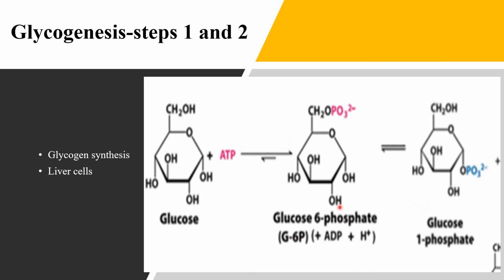Now, once glucose 6-phosphate is created, it undergoes a reaction in which there is a transfer of the phosphoryl group from the 6th position, so from this position, to the 1st position of that glucose, and we form glucose 1-phosphate. The enzyme in this reaction is phosphoglucomutase.